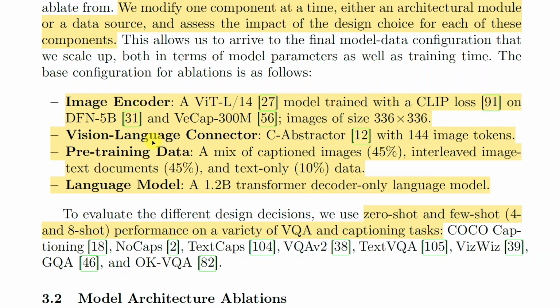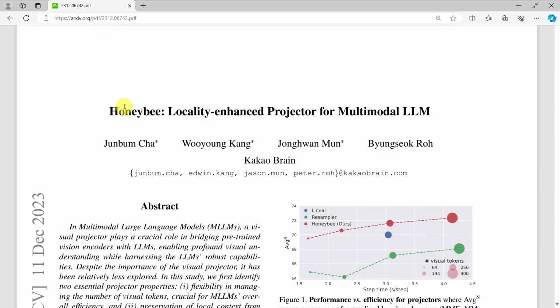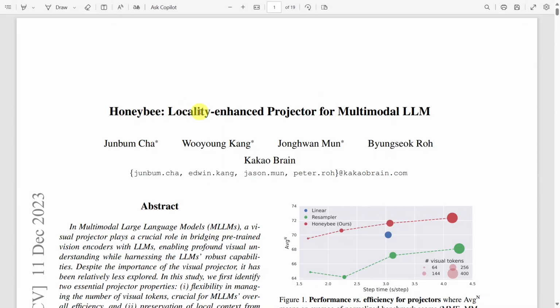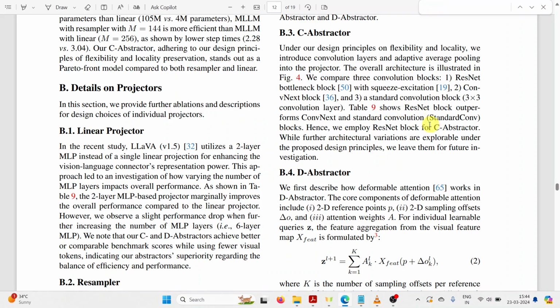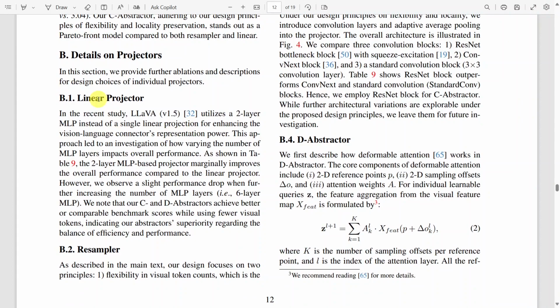Next, they use a vision language connector, which is a C-Abstractor with 144 image tokens. This is based on the Honeybee paper, Honeybee: Locality-enhanced Projector for Multimodal LLM. So, if we go through this paper, here you can see in a recent study, LLaVA utilizes a two-layer MLP instead of a single-layer linear projection for enhancing the vision language connector's representation power. This approach led to an investigation of how varying the number of MLP layers impacts overall performance.